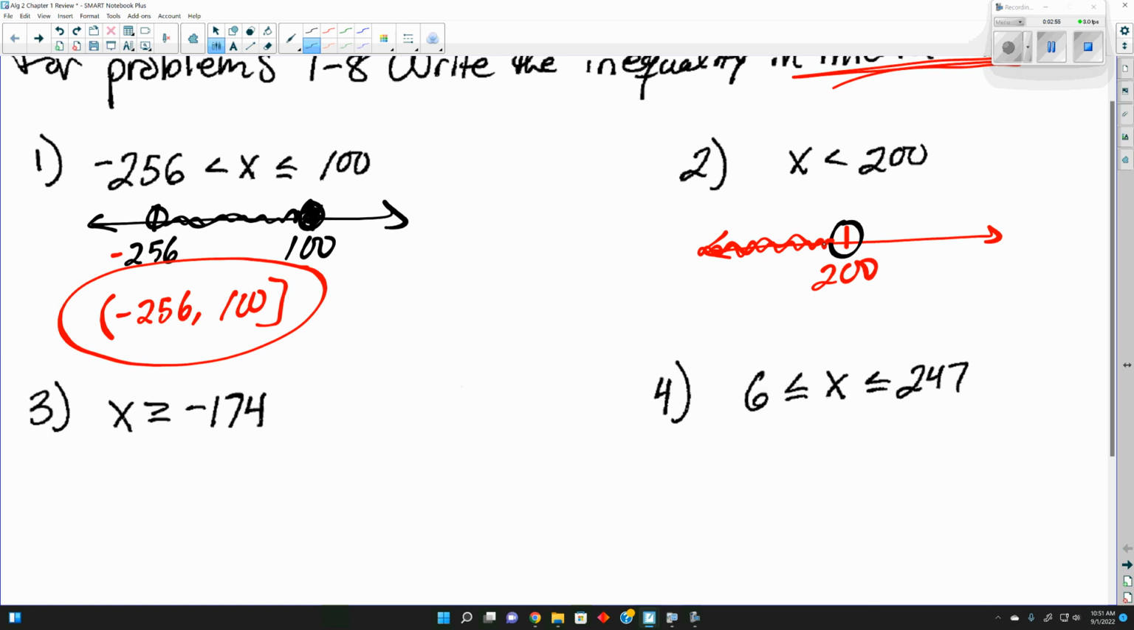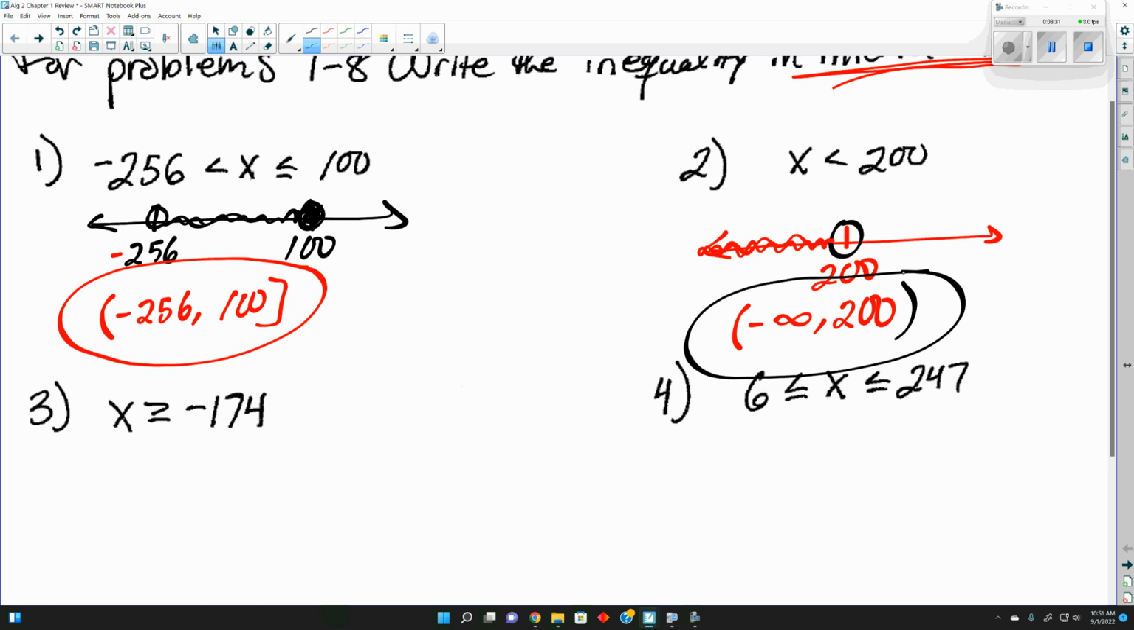Now, whenever the graph goes to one arrow or the other, it just goes off in one direction, it means that we're going to include infinity or negative infinity. Now, is this going to infinity or negative infinity? Negative. So the smallest number that we can have is negative infinity. And anytime we include infinity or negative infinity, it has to have the parentheses with it. Parentheses, negative infinity. Now, the biggest number we can have is 200, and since it's not included, we would have a parenthesis. And that's it.